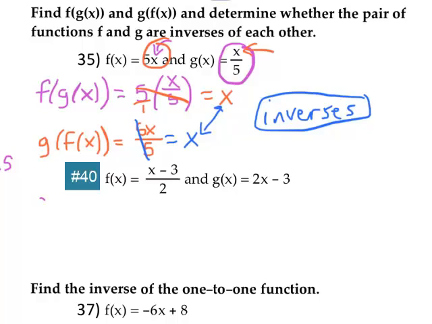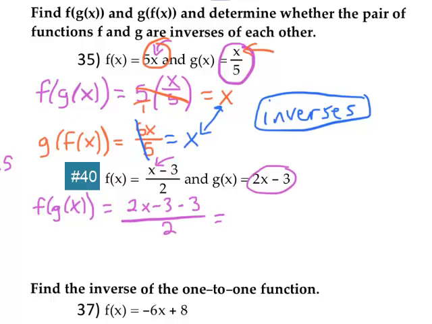On 36, do the same thing. f of g of x. So I'm going to take this, put it right here. That means I'm doing 2x minus 3 over 2. Well, if I add like terms right here, I get 2x minus 6 over 2. If these were really inverses of each other, that would have had to be a plus sign right here. And then the 3's would have canceled out, so we would have been able to cancel out the 2's. Because this does not equal x, these are not inverses, and we can stop.